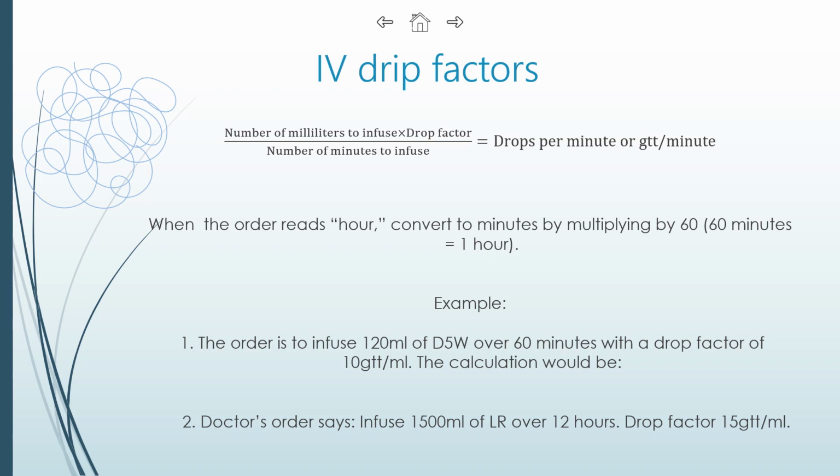The greatest thing about these calculations is you have all of the information available to you. The only time you have to convert is if the top number is not in mLs. If it's in liters, it needs to be converted. If the bottom number is in hours, it needs to be converted to minutes. So it has to be mL over minutes times your drop factor. Make sure if something says over 2 hours that you're converting that to 120 minutes as your bottom number.